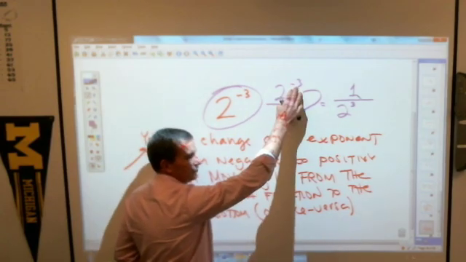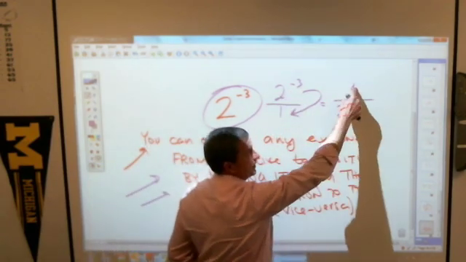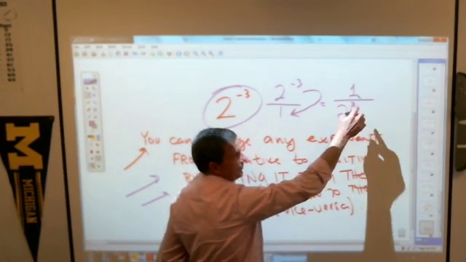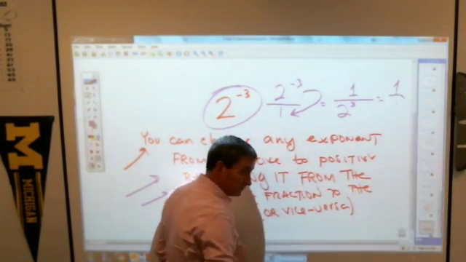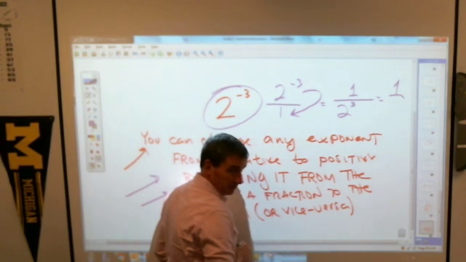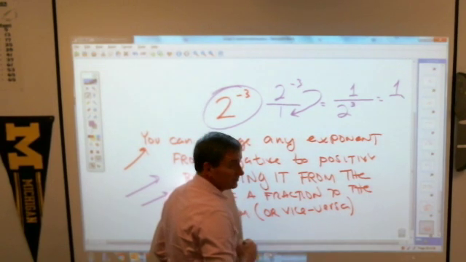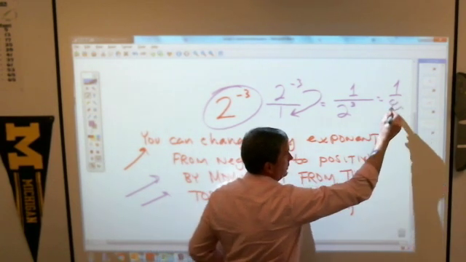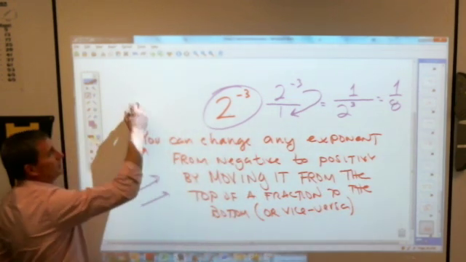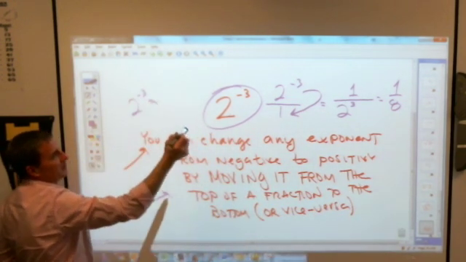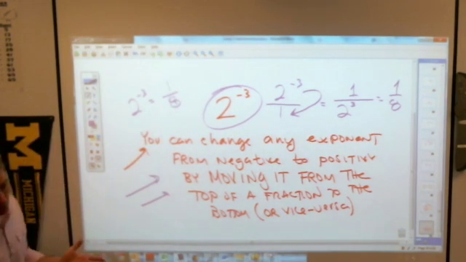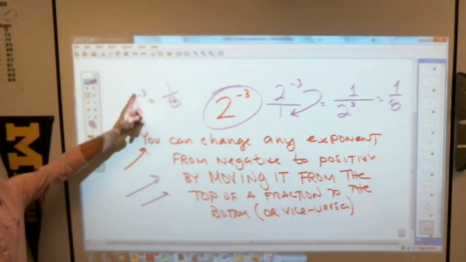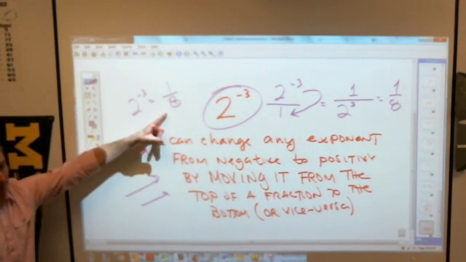2 to the negative 3rd power is the same thing as 1 over 2 to the positive 3 power, and 2 to the positive 3 power is 2 times 2 times 2, which is 8. So 2 to the negative 3rd power is the same thing as 1/8. I can't change it, that's just what it is. Notice it's not negative 1/8.